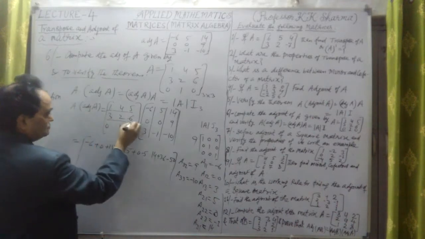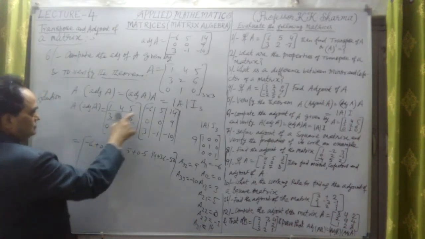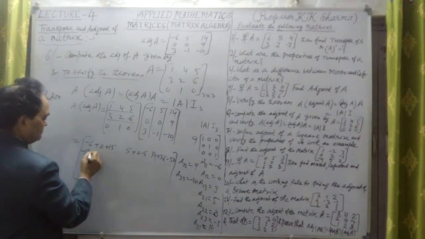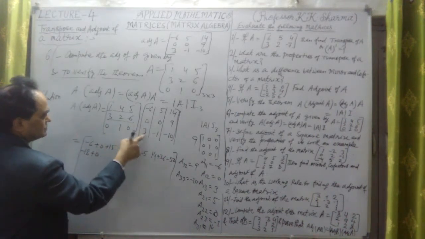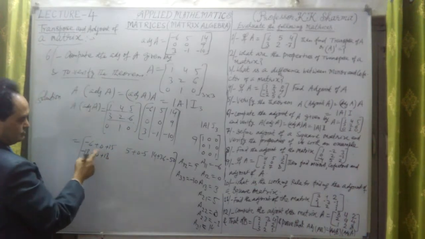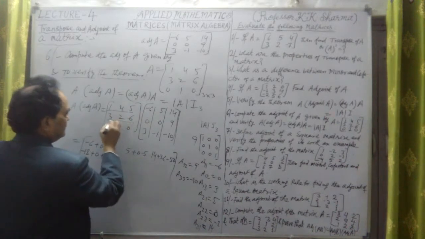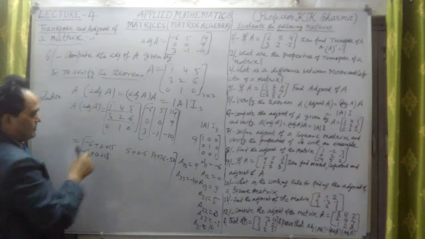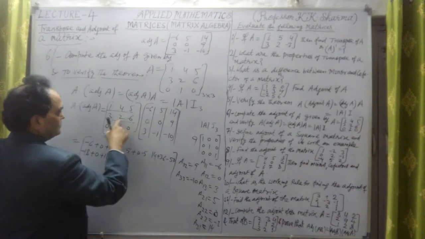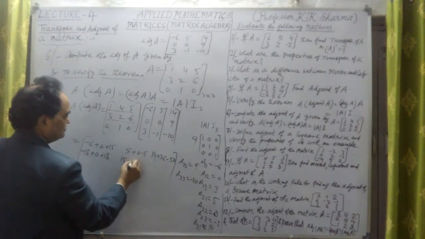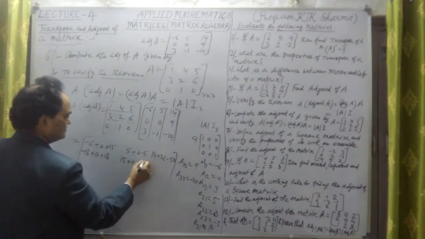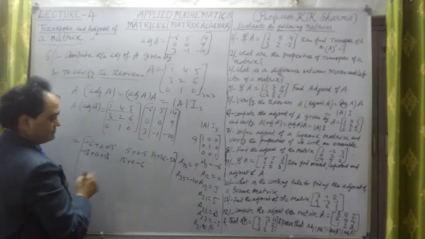Okay. Then second row, first column, 3 into minus 6 is minus 18. 2 into 0 is plus 0. 6 into 3 is plus 18. It's plus 18 minus 18, 0. Alright. Then second row, second column, 5 into 3 is 15. 2 into 0 is 0. 6 into minus 1 is minus 6. It is 9 here. 15 minus 6 is 9.